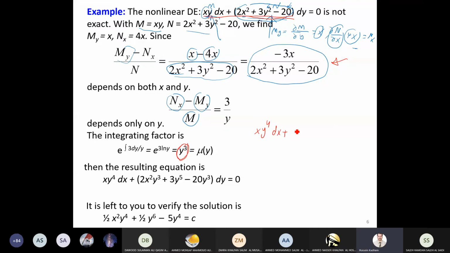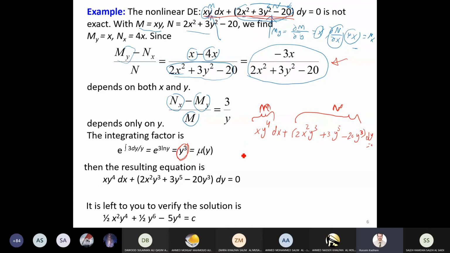It will be, as you can see here, 2x square y to the power 3 plus 3y to the power 3 y to the power 2 y to the power 5 minus 20y to the power 3 dy equals 0. Now this part represents n and this part represents m. Okay. Now let me check the condition.